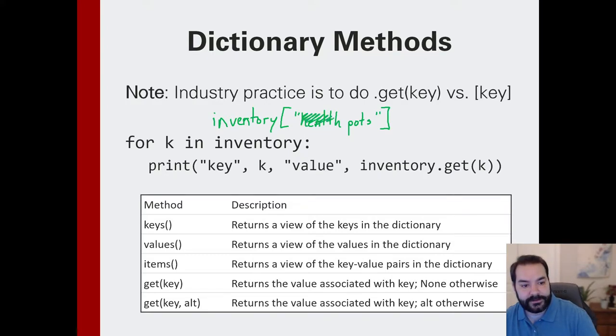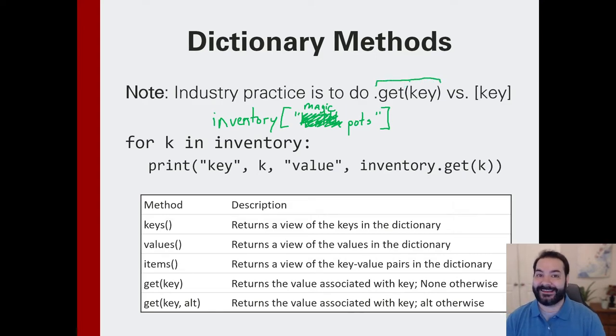we're in a shoot 'em up video game without magic. So if I attempted to look up my magic potions, well, there's no magic in this world, so I would get an error. And so one of the things that we can use instead is a function of our dictionary called get.